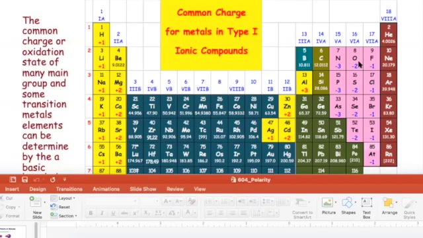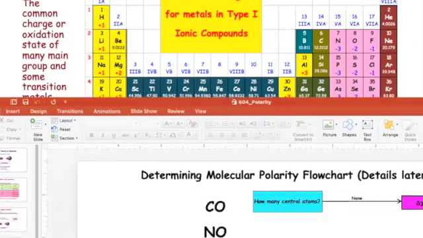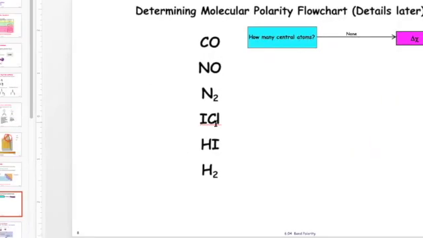When we have CO, there's going to be a difference in electronegativity. That's going to be a polar chemical. NO is not so polar, but still polar. N2 is non-polar because you've got two elements that are the same. So to determine for chemicals in which there's only two atoms whether it's polar or non-polar, just look at the atoms and measure the electronegativity difference.